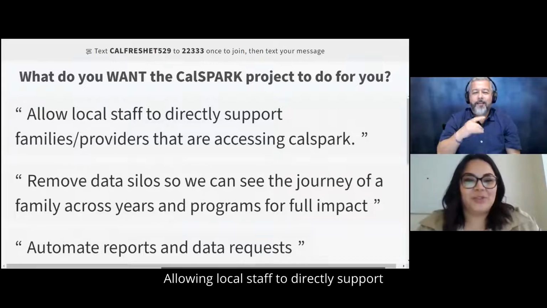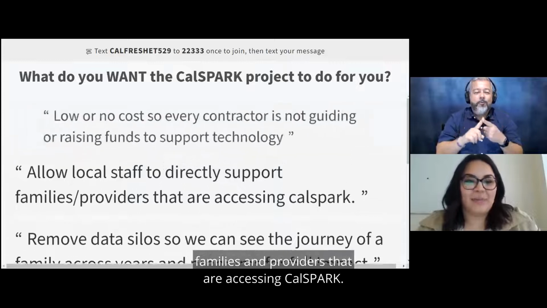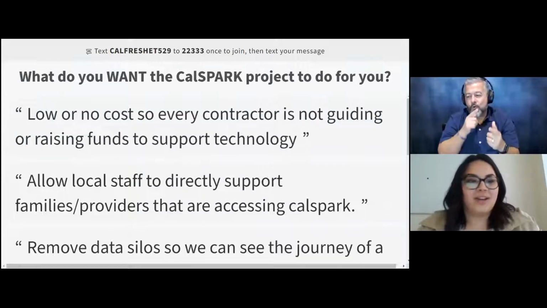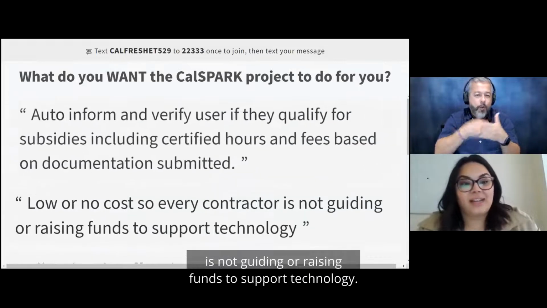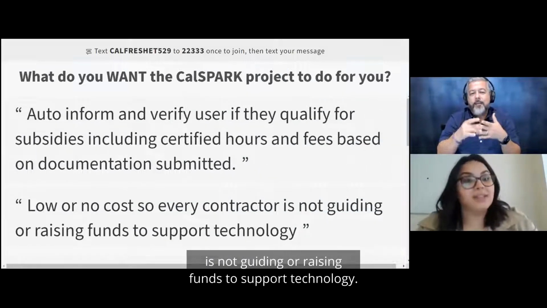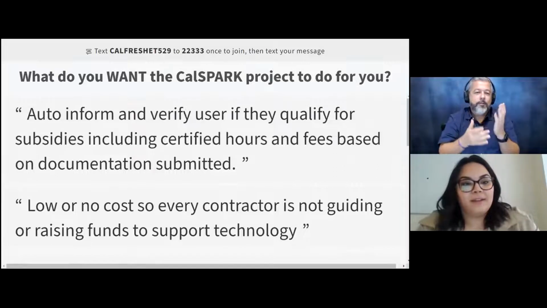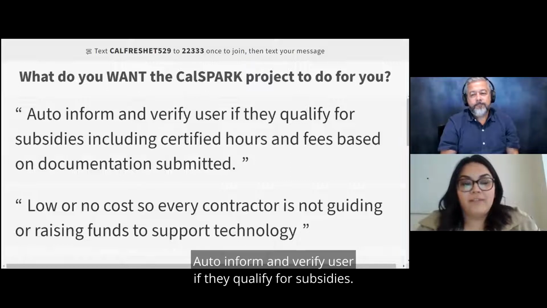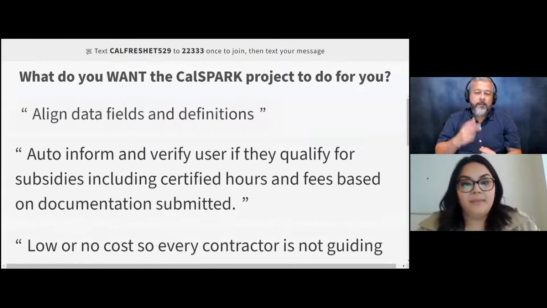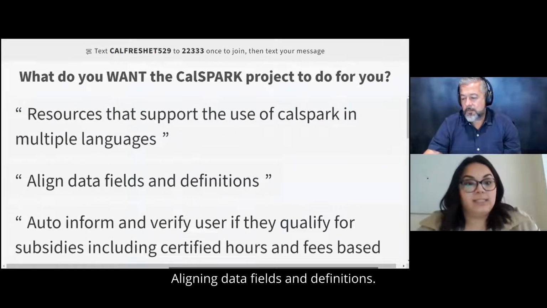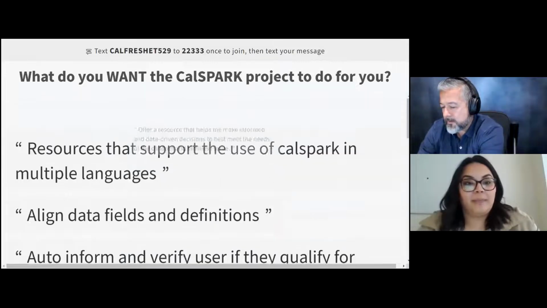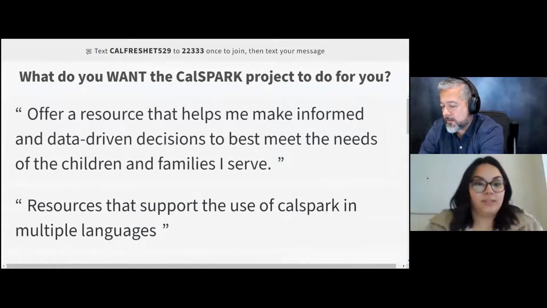Allowing local staff to directly support families and providers that are accessing Calspark. Low or no cost, so every contractor is not gathering or raising funds to support technology. Auto-inform, verify user if they qualify for subsidies. Aligning data fields and definitions. Multiple languages support.